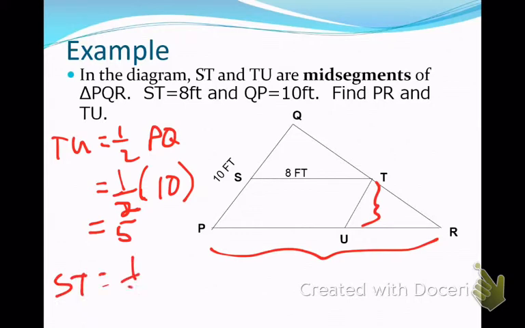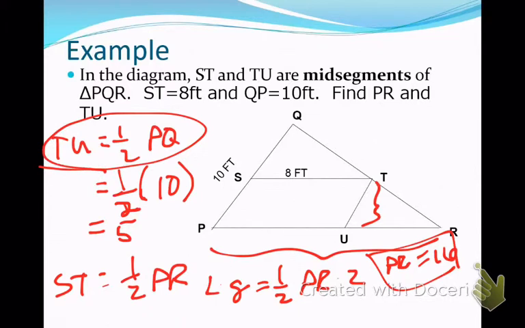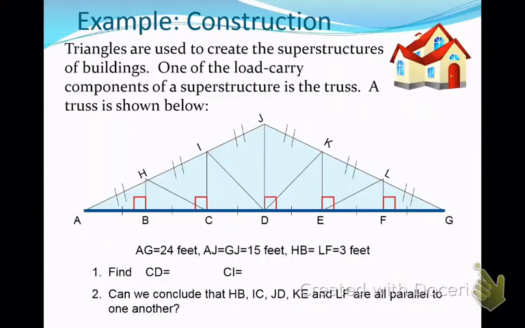ST is going to be half the length of PR. Now, ST is 8. So to find PR, we just multiply both sides by 2, or double ST. And so we see that PR has to be 16. Okay? We might want to get in the habit of writing out these equations and just plugging in what you know. It might make things in the future a lot easier for you.